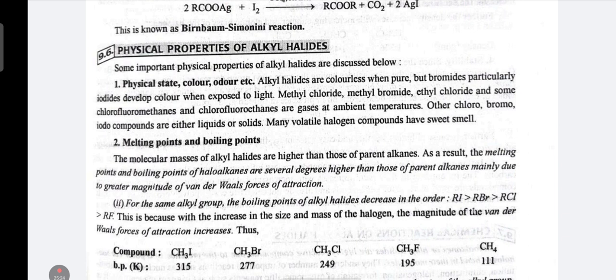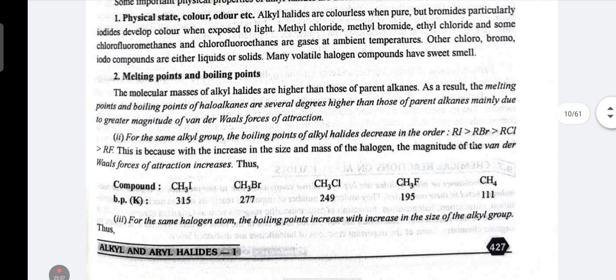Physical state, color and odor. Alkyl halides are colorless when pure, but bromides, and particularly iodides, develop a color when exposed to light. Methyl chloride, methyl bromide, ethyl chloride, and some chlorofluoromethanes and chlorofluoroethanes are gaseous at ambient temperature. Other chloro, bromo, and iodo compounds are either liquid or solid. Many volatile halogen compounds have a sweet smell.